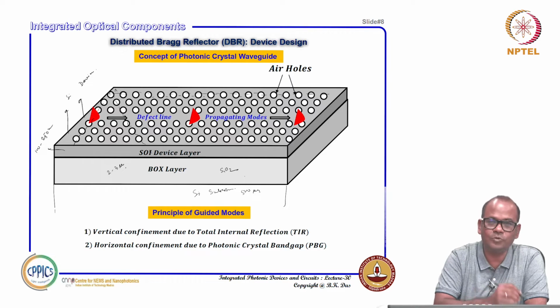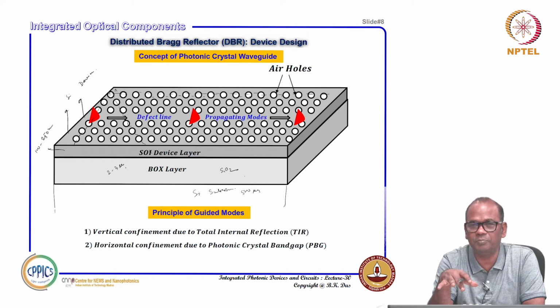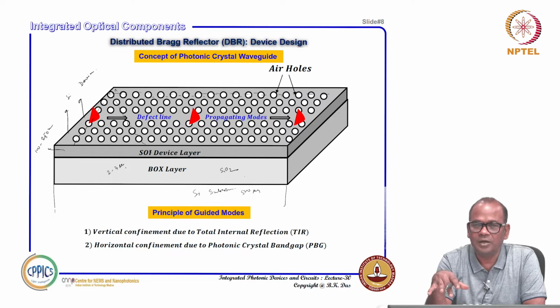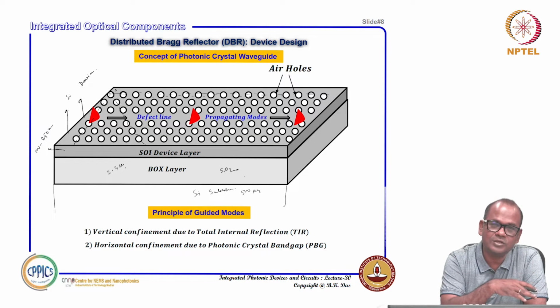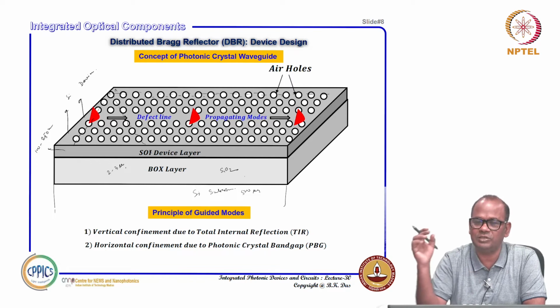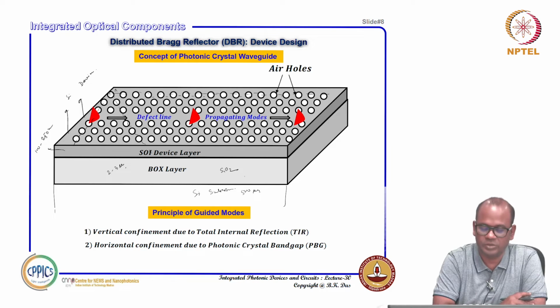But in this case, the DBR structure is there in a planar way, with 2-dimensional periodicity, okay, 2-dimensional periodic holes. But in our conventional DBR structure, what do we have? We have a waveguide, and along the waveguide periodicity is there. So that's why DBR is 1D, and in this case 2D.